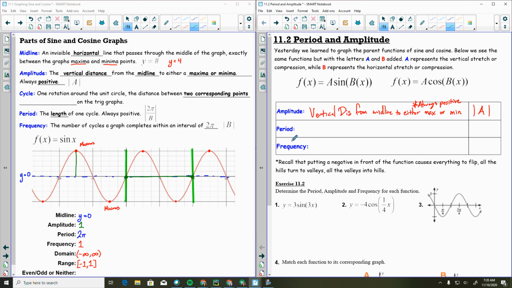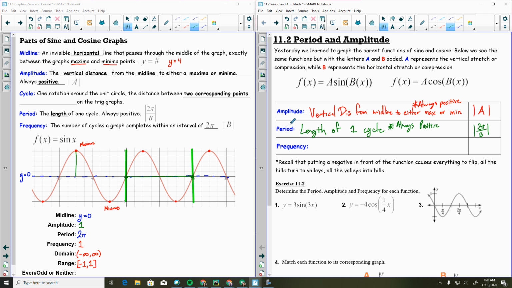The period, on the other hand, is going to be the length of one cycle. Okay, so I'm just copying it down from over there. This is also always positive. And then we would calculate this by doing 2 pi divided by b and then the absolute value of that.